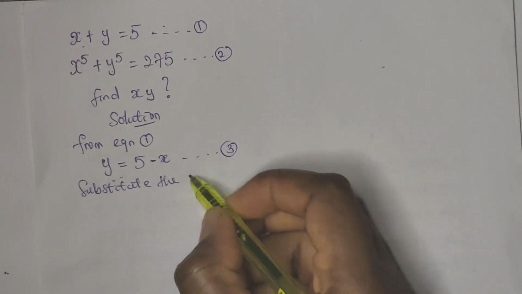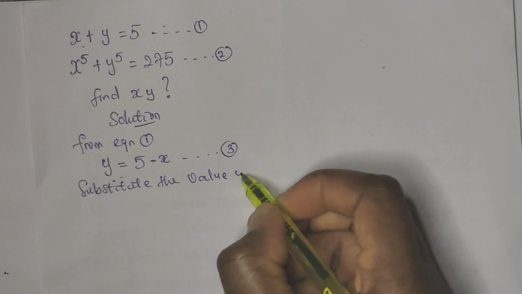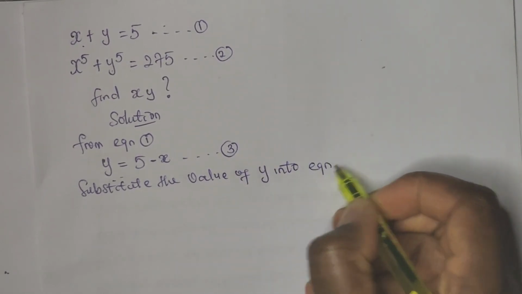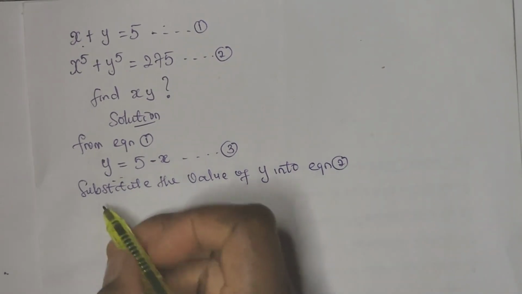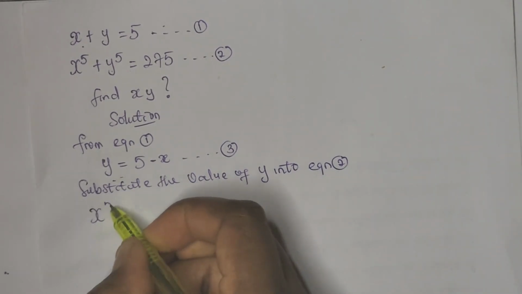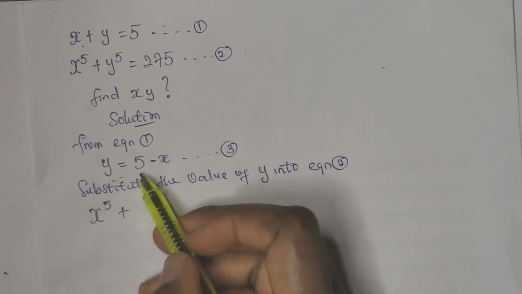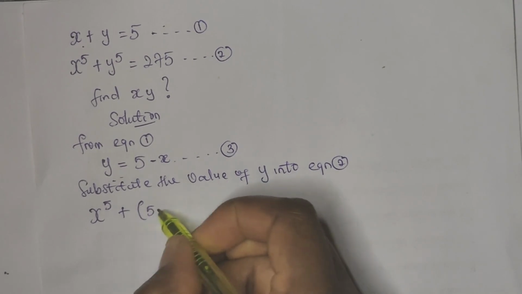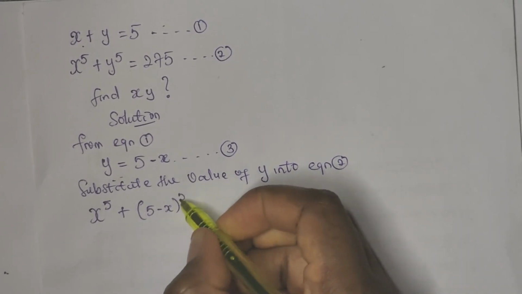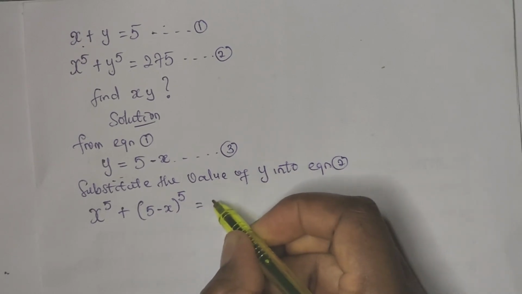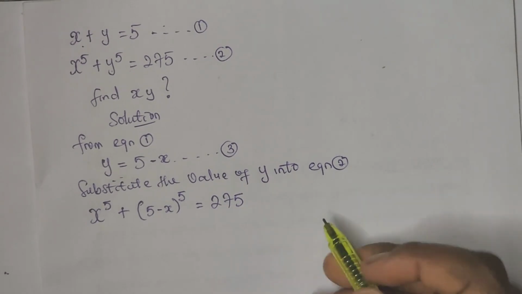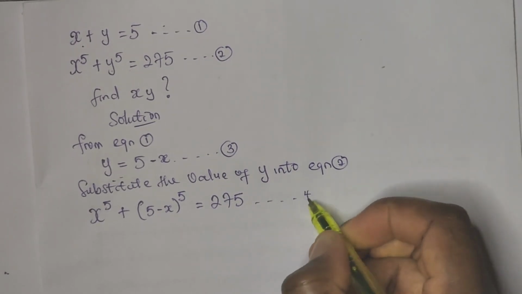Substitute the value of y into equation 2. So we then have x to the power of 5 plus, remember our y is 5 minus x, we then have 5 minus x all to the power of 5 equal to 275. So we can call this equation 4.